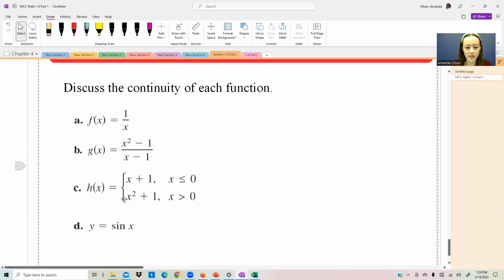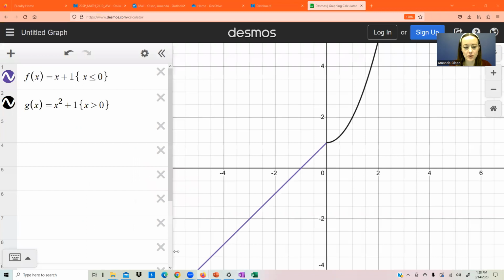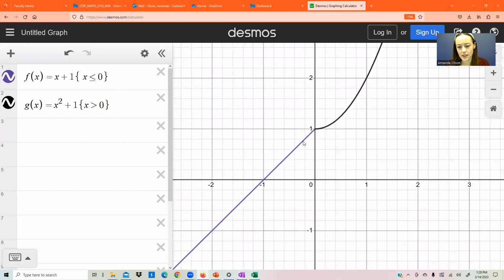So we're going to just go straight to example C. For example C, this function h of x, I have gone ahead and entered this piecewise function graph into Desmos. You don't have to use Desmos. You can use whatever you want to graph it. Use a pen and paper if that's all you have. But I've graphed it, and we're going to consider this graph and discuss this continuity.